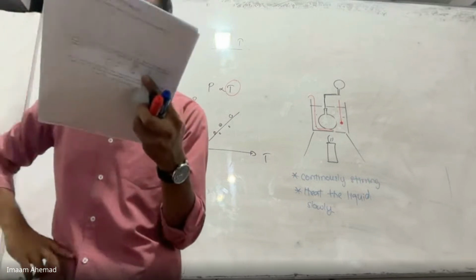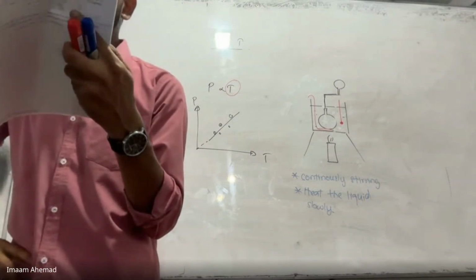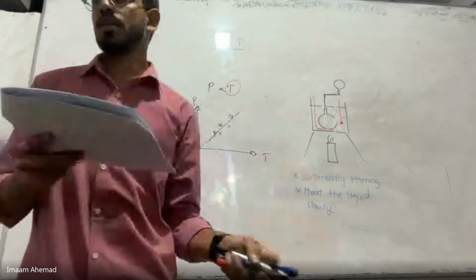To carry out the above experiment, two things are essentially needed. Draw those two things in the above diagram. What are the two things? We need the thermometer and the stirrer.